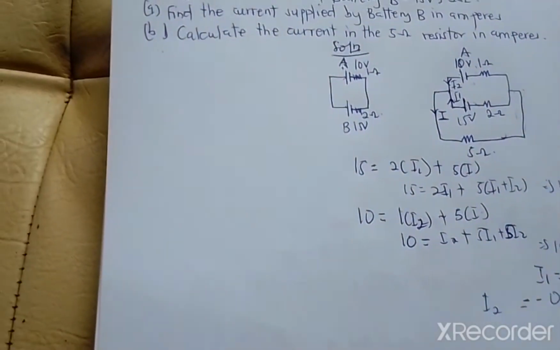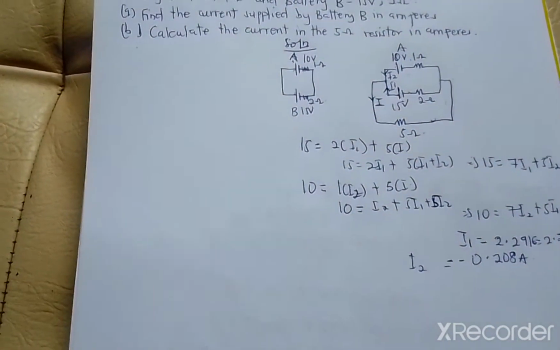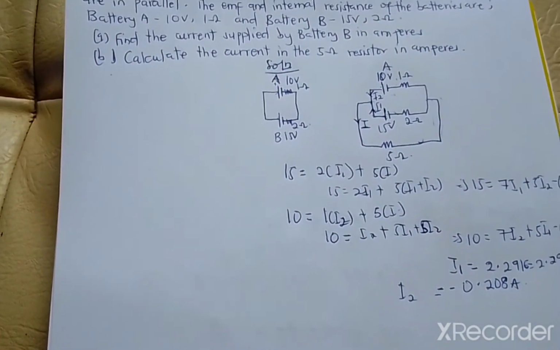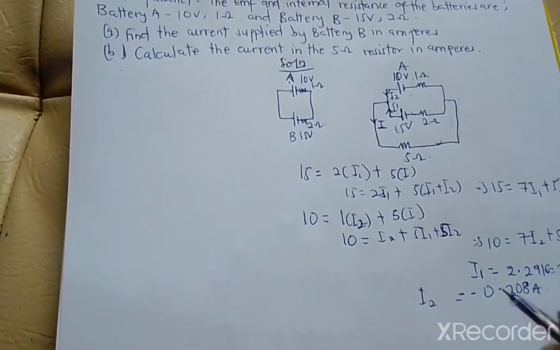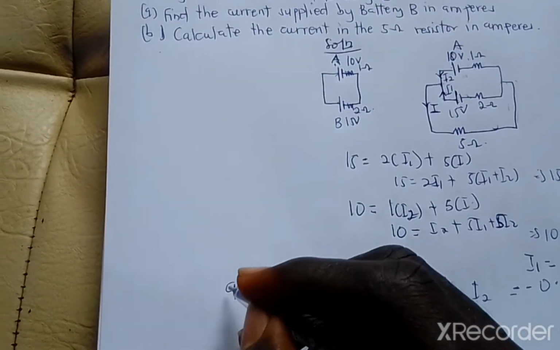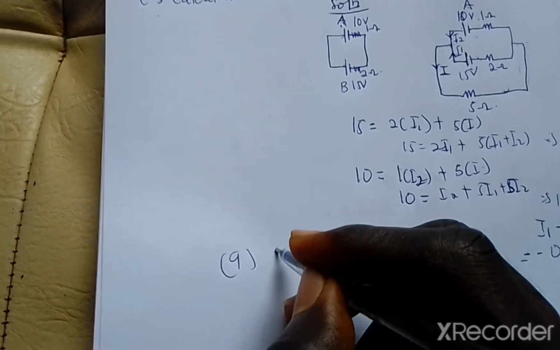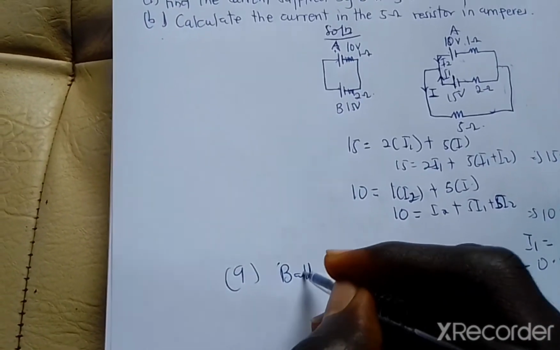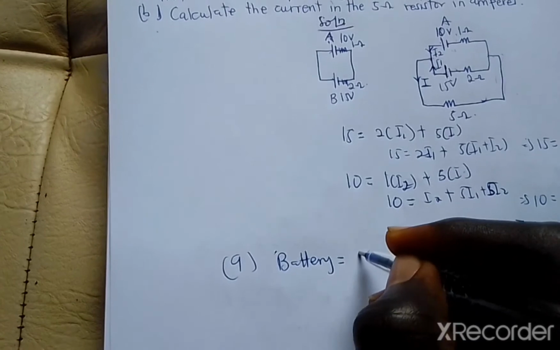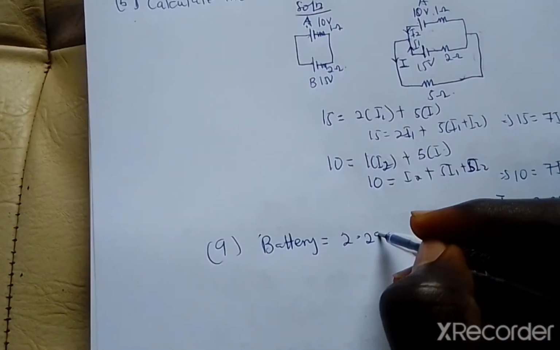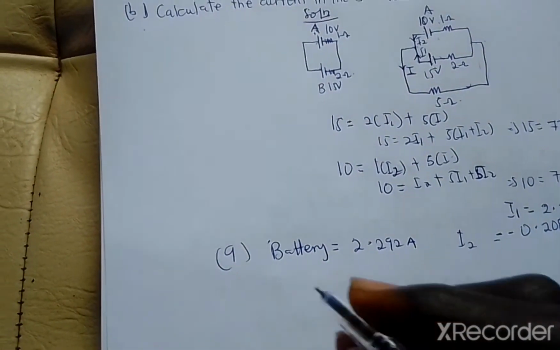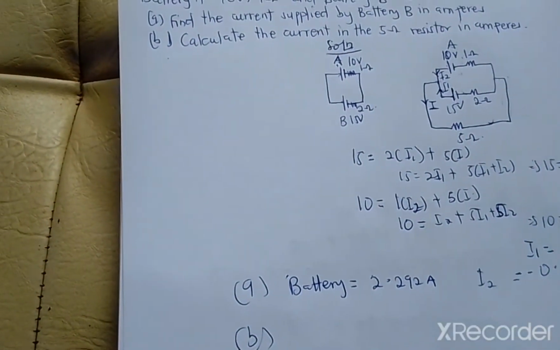So now let's come back to our question here. The question is saying you should find the current supplied by battery B, and that is I1. So first of all, part A of the question has been answered. Battery B produces 2.292 amperes. Now let's see part B. Calculate the current in the 5 ohm resistor.